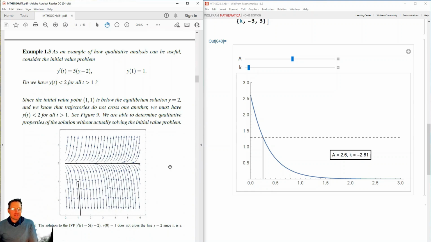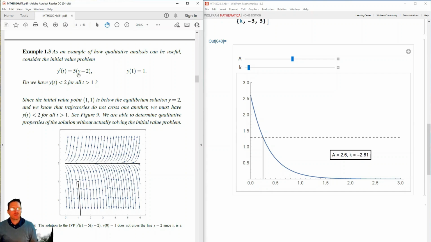Okay, let's have a look at a little example here of how qualitative analysis can be useful. Consider the initial value problem y dash of t is 5 times y minus 2, and the initial value here is when t is equal to 1, y is equal to 1. Okay, so the question, do we have y of t less than 2 for all t greater than 1? Now let's have a look at our initial point. We've got when t is 1, y is 1, so that's a point that I've got highlighted down here in black. Okay, and the corresponding trajectory heads down away from the equilibrium.